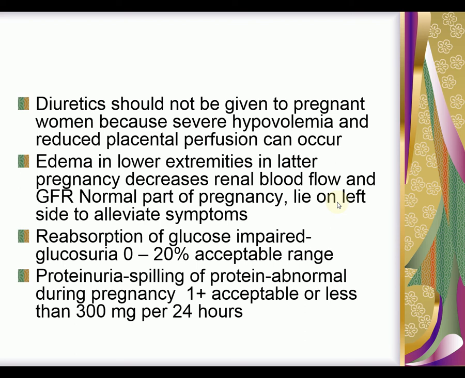Proteinuria. We don't really like to see protein in the urine because it is abnormal. If we have 1+, that's acceptable. That could possibly be contaminants, or less than 300 milligrams per 24 hours in your 24-hour urine. Anything over that is abnormal and should be reported.